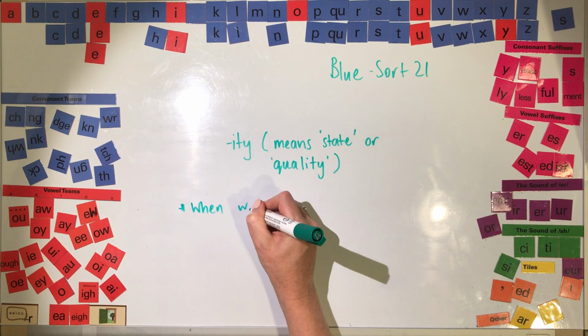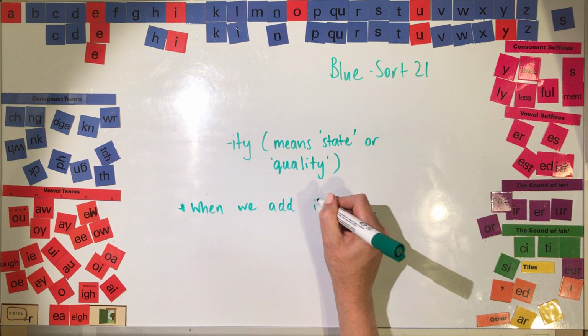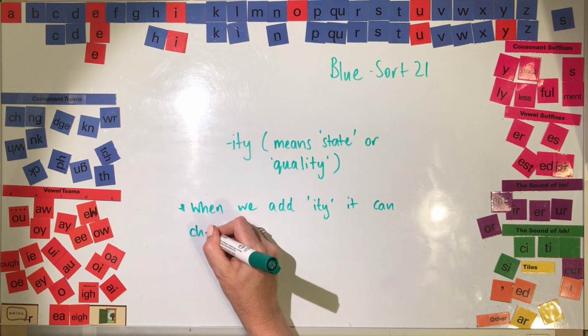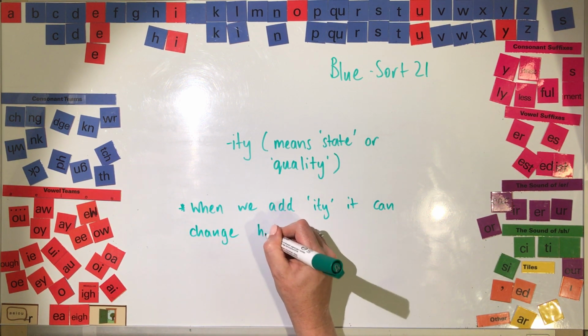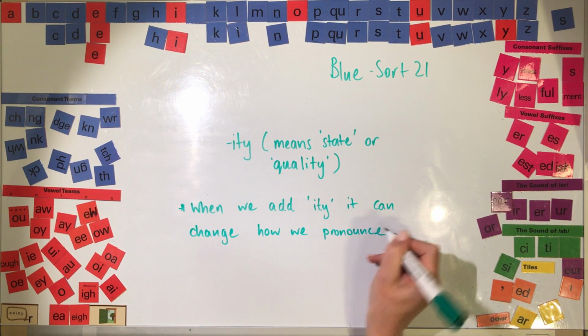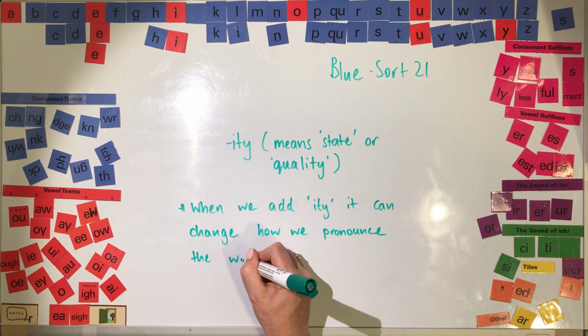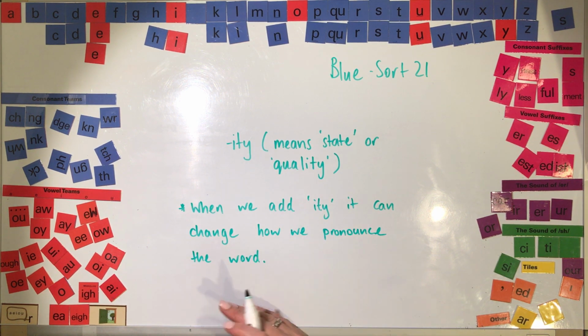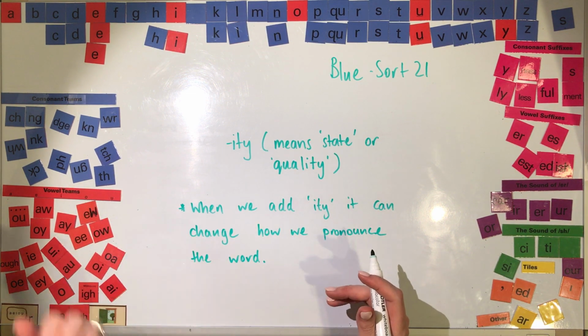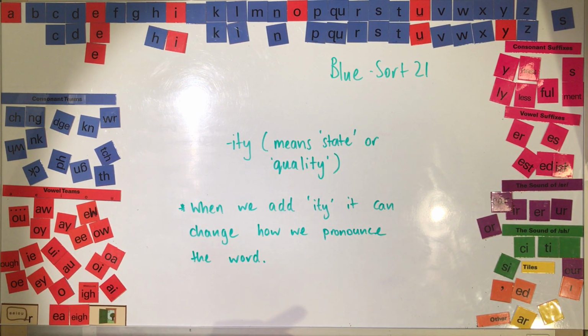When we add ITY, it can change how we pronounce the word. Okay, so we can have personal and we have personality, so we can emphasize different parts of the word according to whether it's the base word or it's the word with the ITY added. Okay, so that's really the main teaching point for today, so you can write that down in your notes, and we'll jump straight into the word sort.